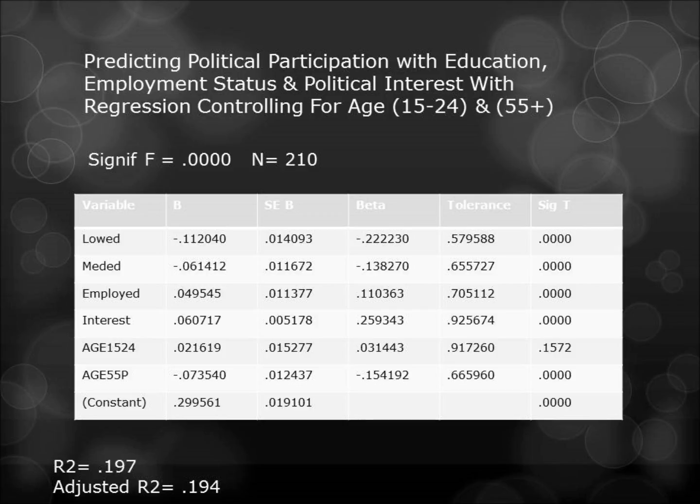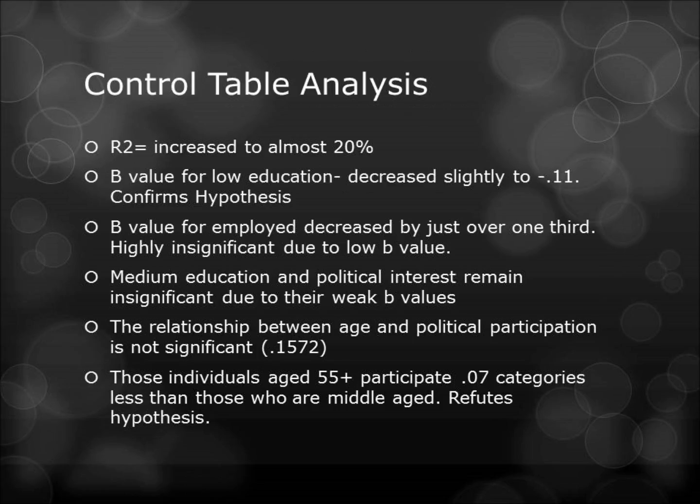By examining the control variables, it is evident that those age 55 plus participate 0.07 categories less in political participation than those that are middle-aged, and those age 15 to 24 participate 0.20 categories less than those age 25 to 54. However, the B-values show a very weak relationship between age and political participation. This can be noted as a case of replication.